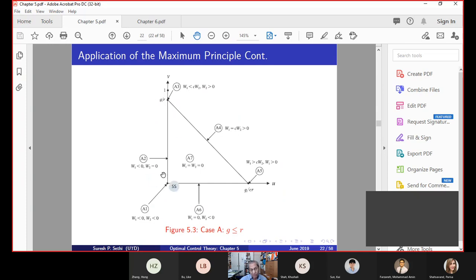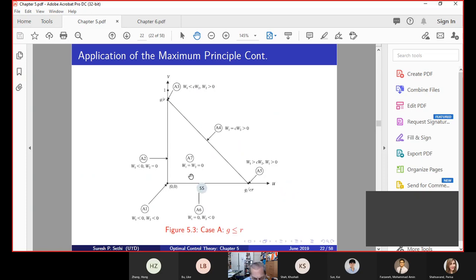So regardless of what the slope of this line is, the optimal solution will be an extreme point. In some cases, it is possible that a line is exactly parallel to one of these lines. So suppose the W1, W2 constant line was like this. If the line was like this, rolling up, the line will actually coincide with this, and any further movement will go out of the feasible set. So that means any of the solutions along this line is optimal. And this is a singular control in some sense because any of the solutions is optimal here.